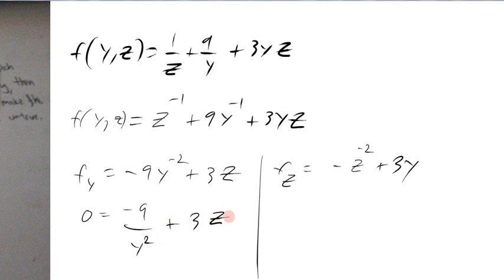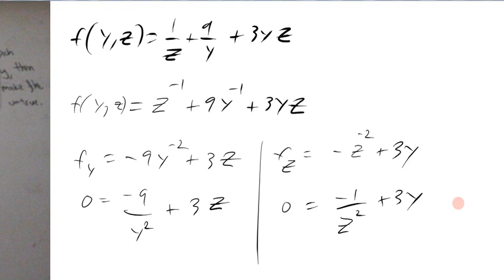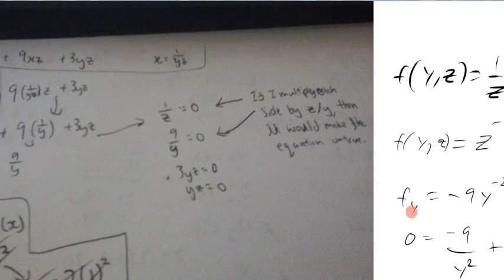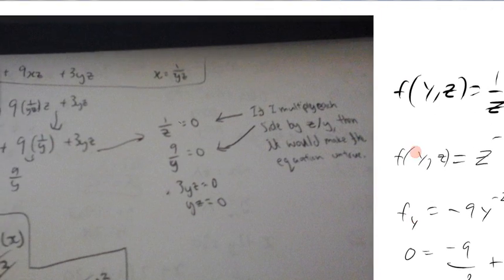Okay, so there's one equation. And now, same thing, negative 1 over z squared plus 3y. So I have a system of equations with y and z. Solve this equation for z, or solve this equation for y, substitute into the other, simplify, get your answers, and presto changeo. Okay, I hope that makes sense.